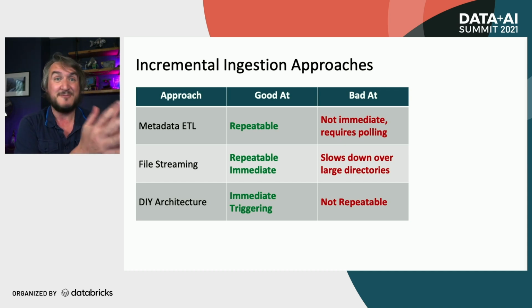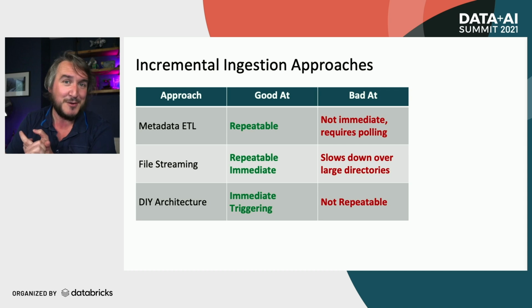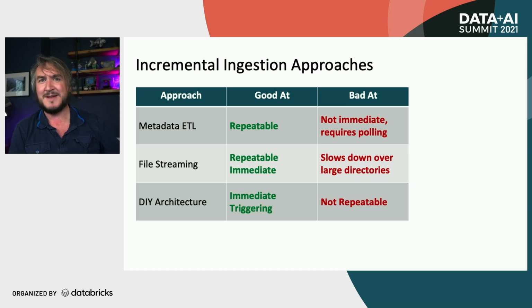So essentially we have, of our three different approaches, we've got the metadata, it is nice and repeatable. It's fairly simple, but I have to poll it. I have to figure out how I do it. I need to build that manually. That's not out of the box. With file streaming, sure, it's repeatable and it's parameterizable and it's immediate. So it can have it so it's constantly sitting there streaming. As soon as a file lands, that'll stream through, but it gets slower and slower as my directories get bigger.